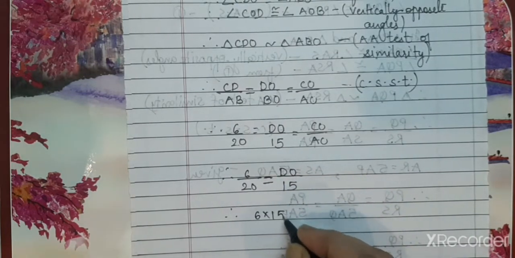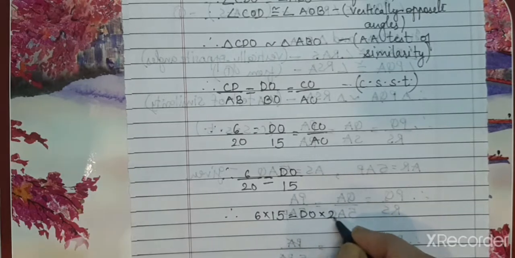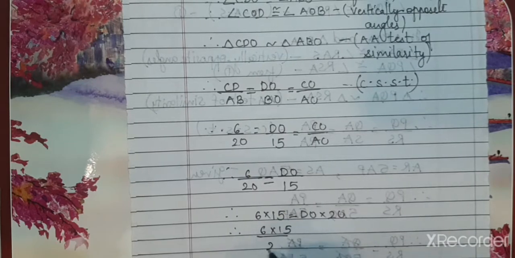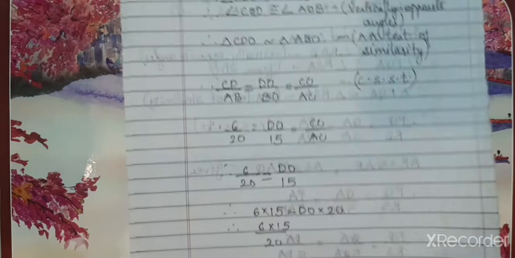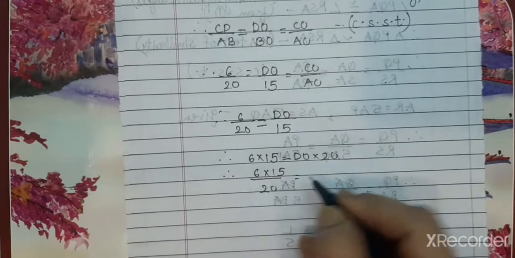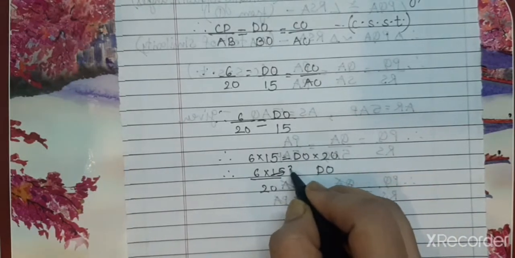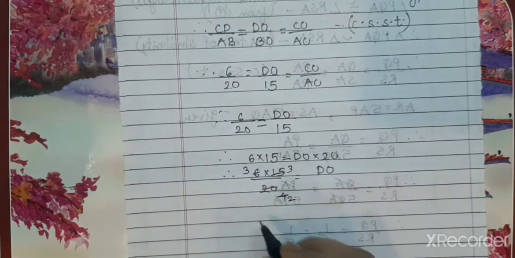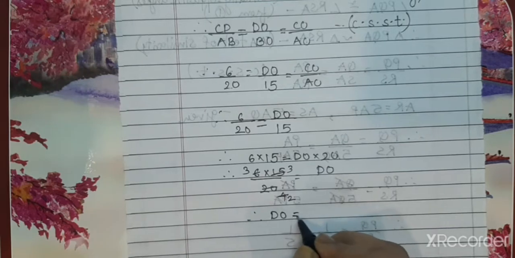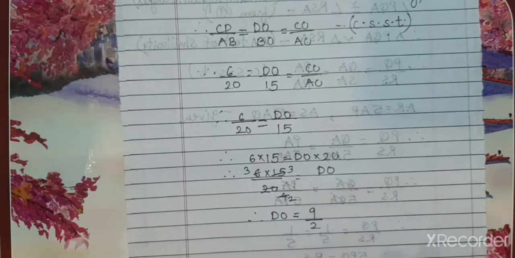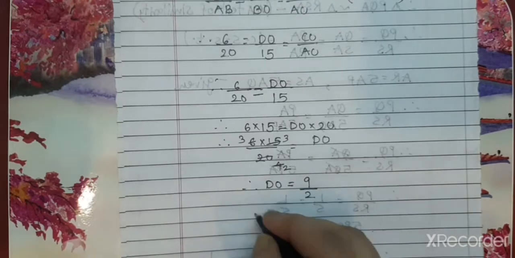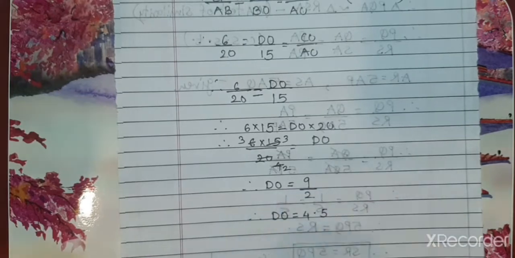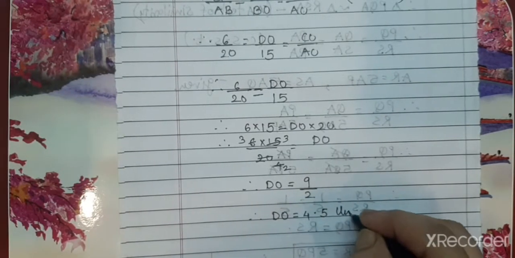So, 6 into 15 is equal to DO into 20. That gives us 6 into 15 upon 20. Okay. Now, just a simple calculation. So, we have got DO which is equal to 9 upon 2. Now, we will not keep this as a fraction. We will convert this. So DO is 4.5. No units are given, so you can write units.